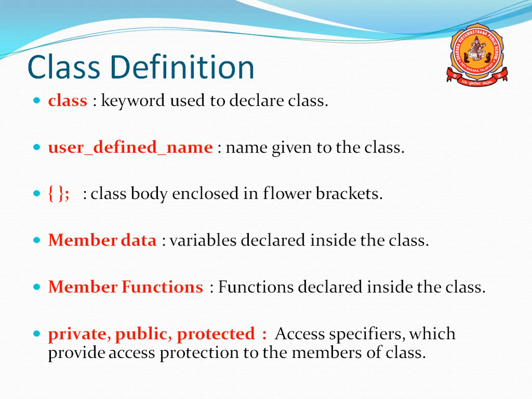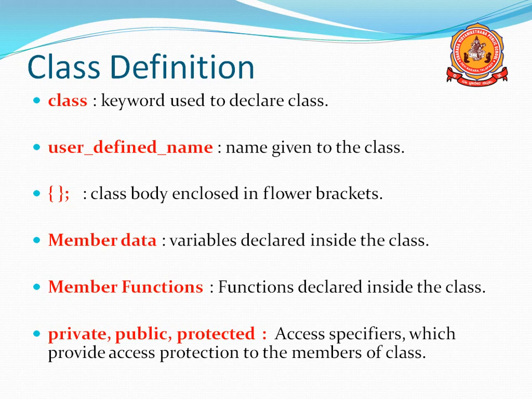Then next one is the open bracket. Then at the end you should use the closing bracket and semicolon. Remember, when you use user defined data types like a structure or class, at the end the closing flower bracket, then a semicolon should be there. So the class body is always enclosed in flower brackets.